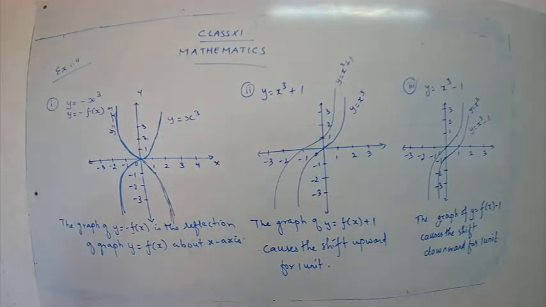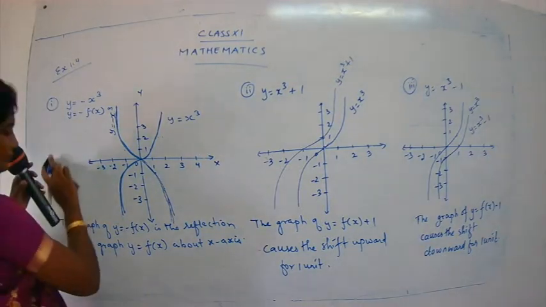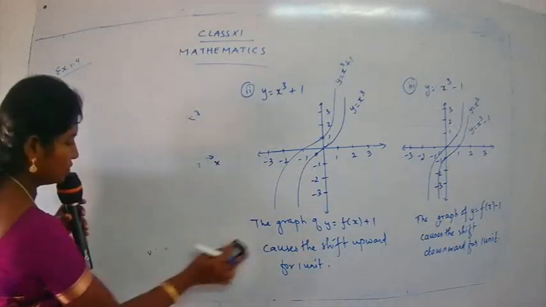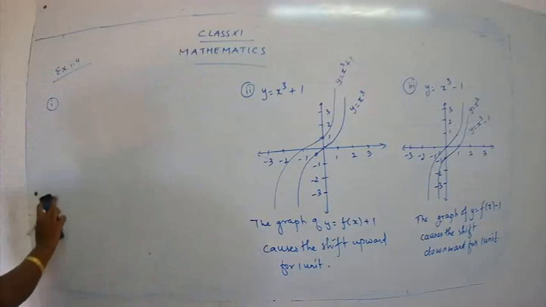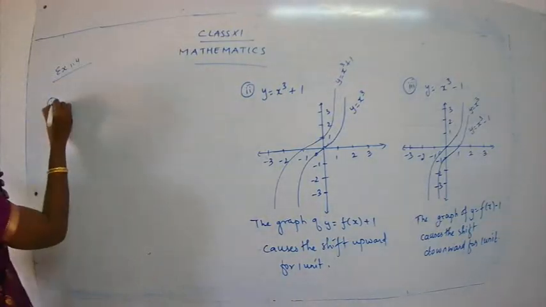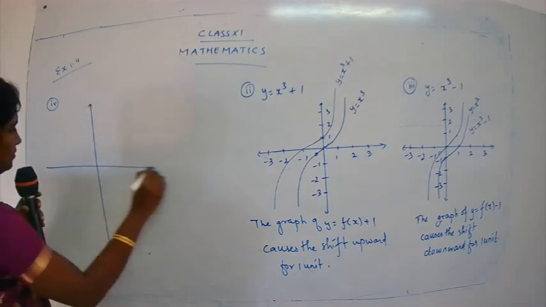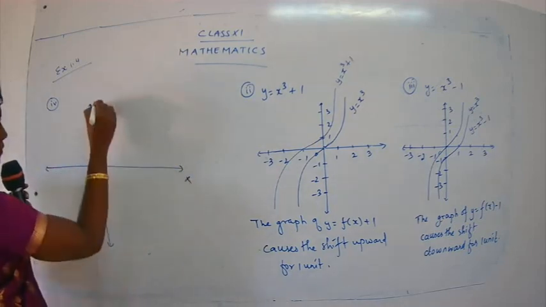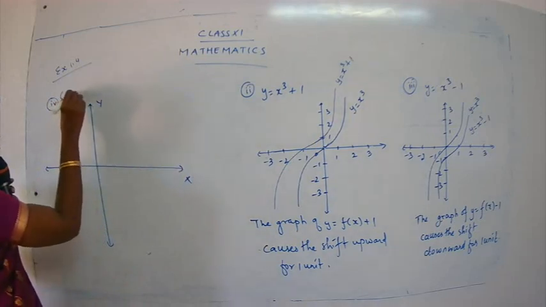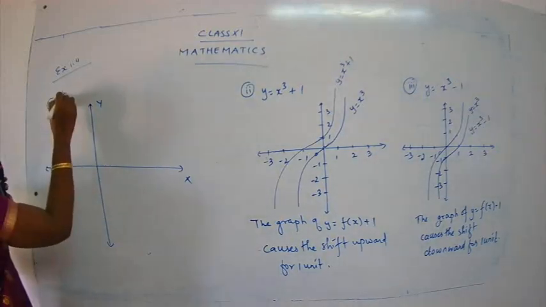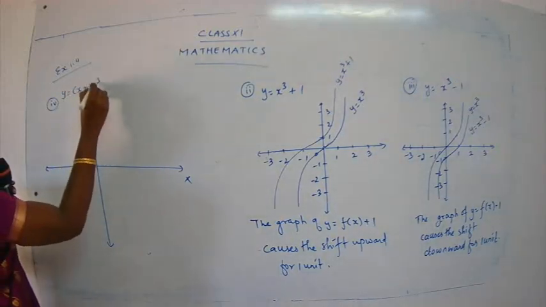Now let's go for the fourth subpart. What is the fourth subpart? x plus 1 the whole cube. But anyhow, I have to draw the same. First of all, I have to complete that x cube, and then only we can do the transformations. So fourth one. y is equal to x plus 1 the whole cube.